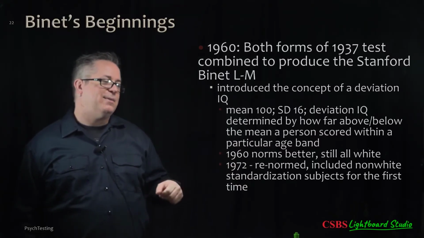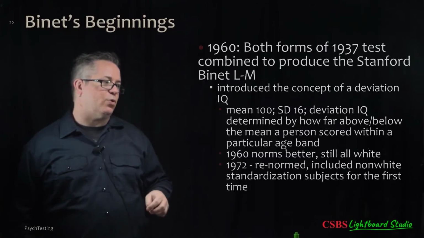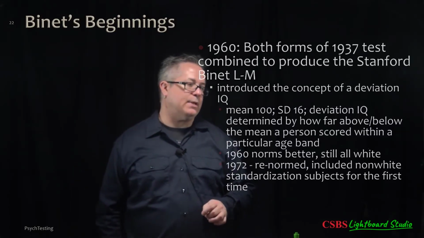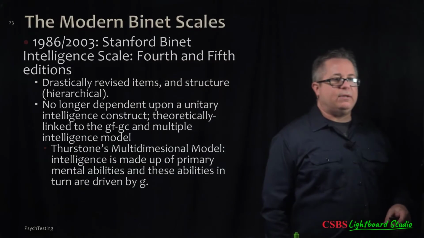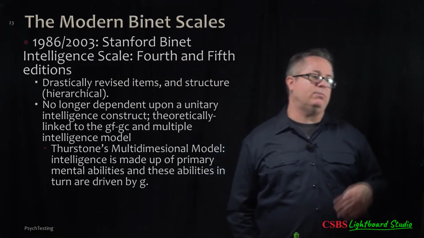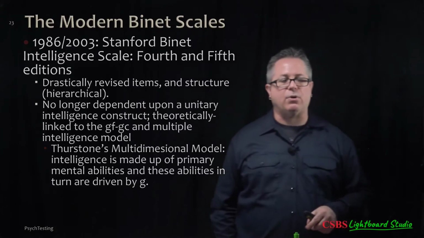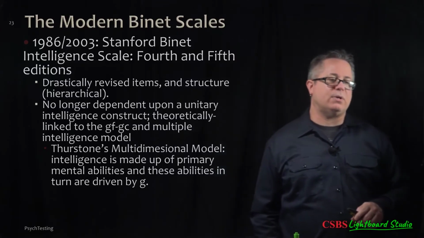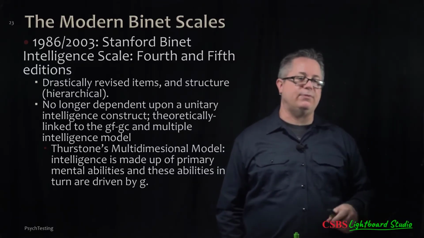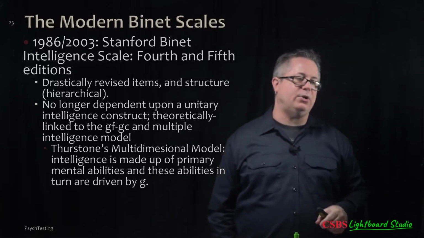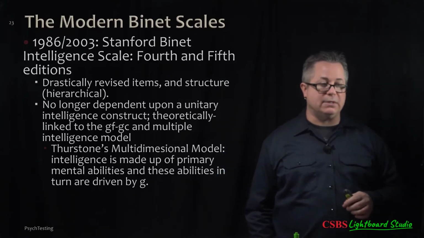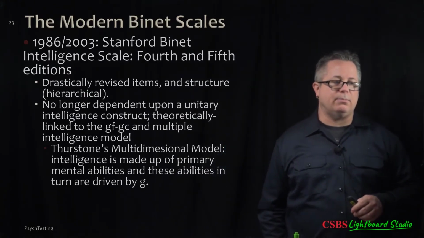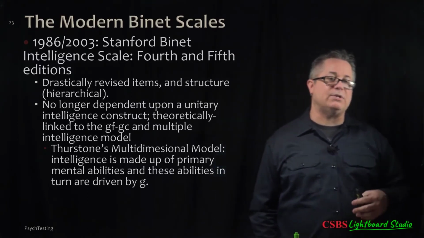The 1960 norms were better. They're still all white, but they were larger. And in 1972 it was renormed, and for the first time it included non-white standardization subjects. Then 1986 and 2003 brought the Stanford-Binet Intelligence Scales, the 4th and 5th editions. They revised items. The structure became more hierarchical in terms of the questions, in terms of difficulty. It no longer depended upon a unitary intelligence construct. So they moved away from this idea of one intelligence, even though you still got a single IQ scale. You are now given scores on multiple other things as well. It was theoretically more linked to the fluid, crystallized, and multiple intelligence model. They started to build some of those other things into it.